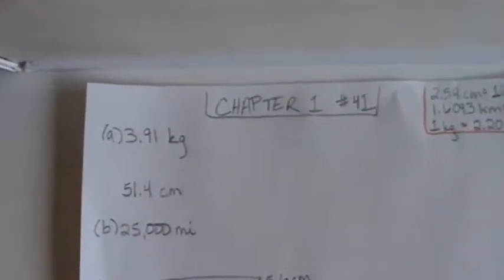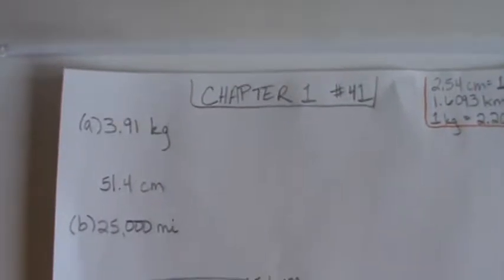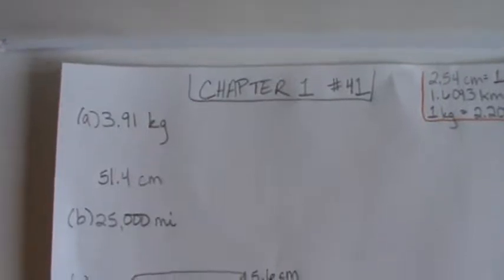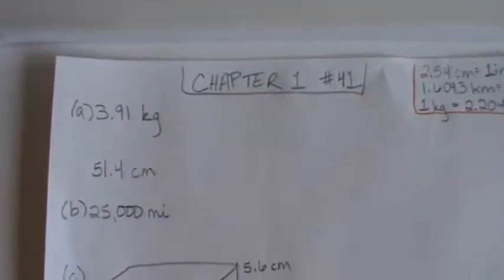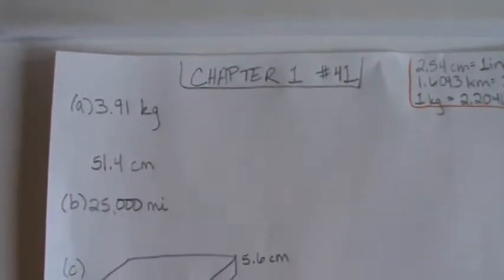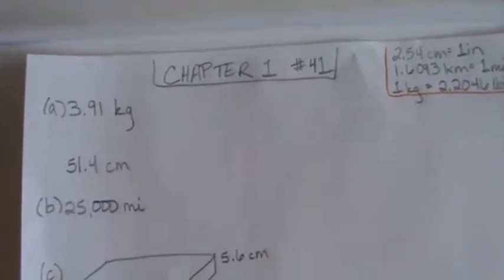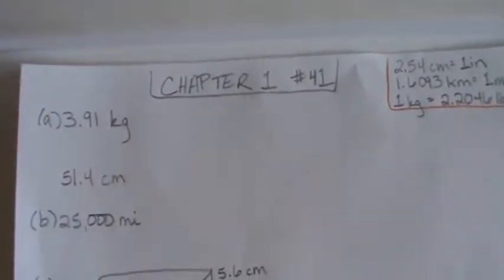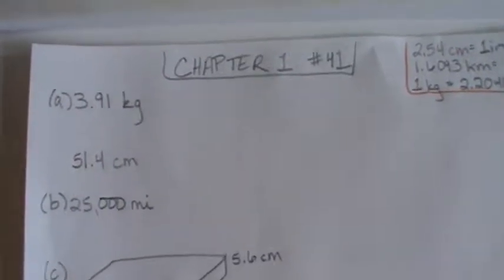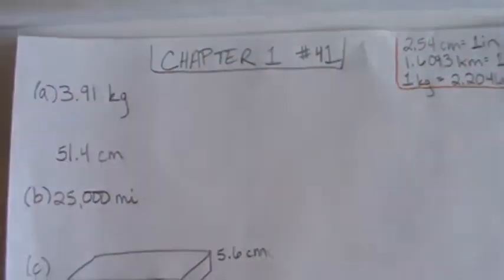All right, so the first part of the problem, part A, says that we have a new baby. The baby weighs 3.91 kilograms and is 51.4 centimeters long. They want to know what this would be in pounds and ounces and in inches, which is kind of standard for American hospitals. So we take the 3.91 kilograms and we need to change this to pounds and ounces. There's a little bit of a trick to this one. The first thing we're going to do is change kilograms to pounds.